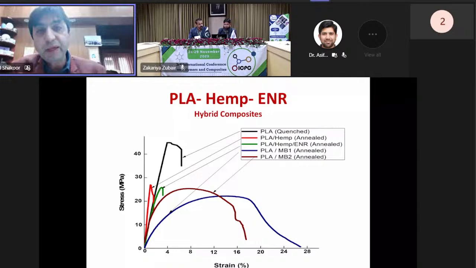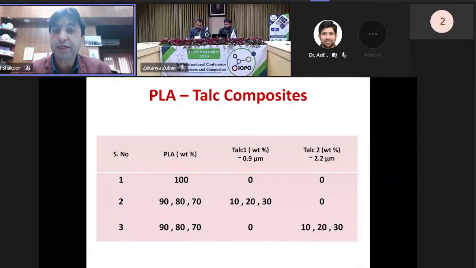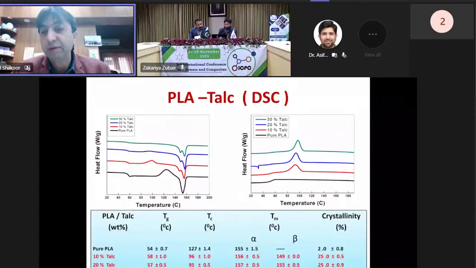Then, in terms of natural mineral filler, talc is abundantly available in Pakistan and around the world. So talc was used as a mineral filler to improve the mechanical profile of the material. Two different types of talc fillers were used: one with a particle size of 1.9 micrometers, and the other 2.2. We observed a significant improvement in thermal properties, and the mechanical profile also benefited. The crystallinity of the material improved from 2% to around 27% as the talc filler fraction increased from 0% to 30% of the volume fraction. This was a significant improvement.